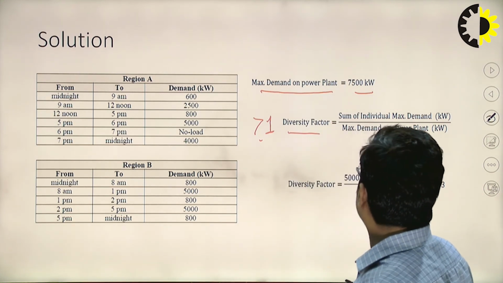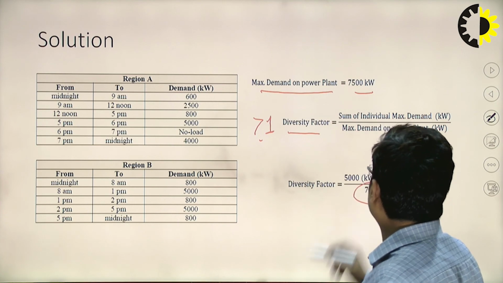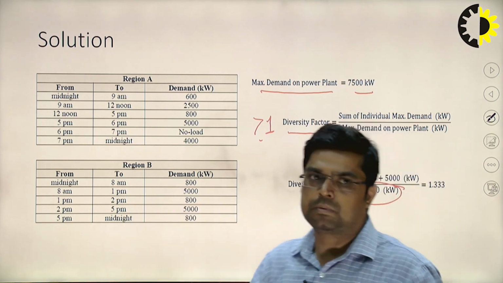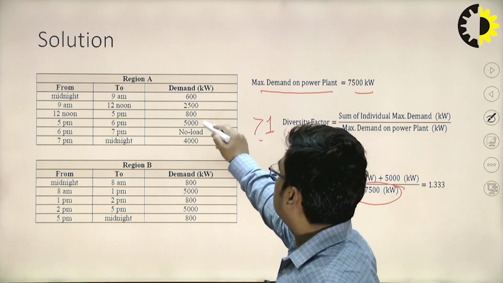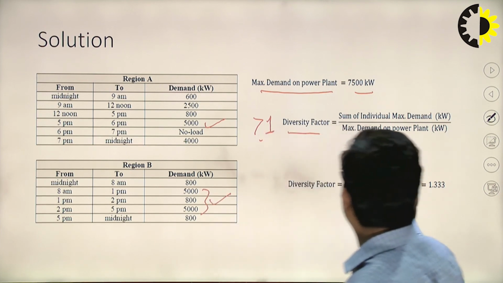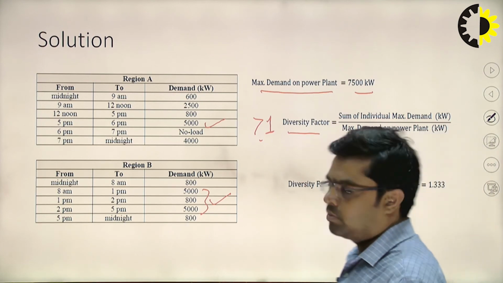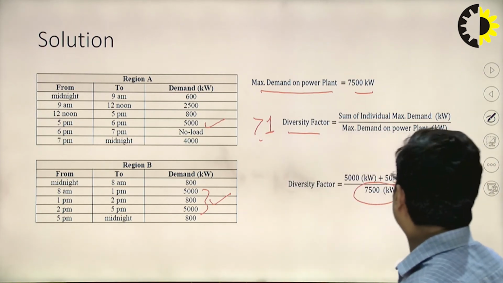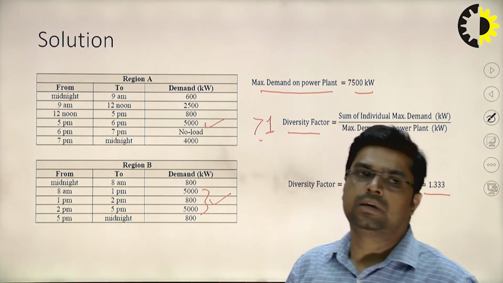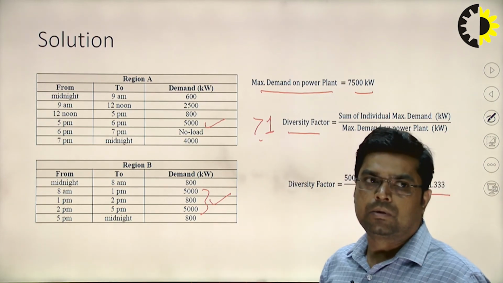So in this case, you can see the maximum demand of the power station is 7500. For the individual maximum demands, region 1 is 5000 and region 2 is again 5000. If we add them, we get 10,000 kilowatt upon 7500 kilowatt. That diversity factor is greater than 1, that is 1.333. This is the diversity factor of the given plant.